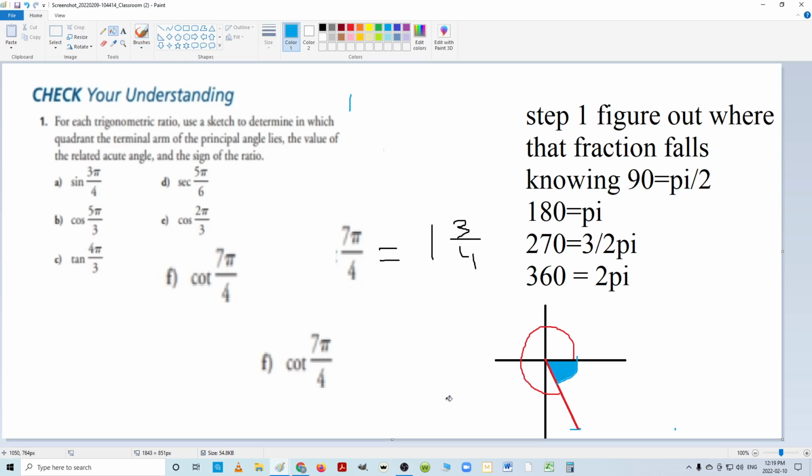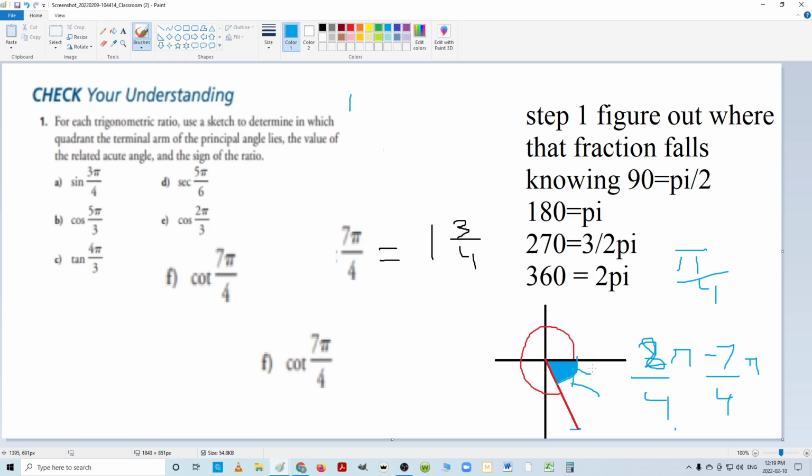That's always going to be the acute angle. How do we figure it out? Well, we know in this quadrant it's all the way from 360. So to figure out that blue angle, it's 360 minus the principal angle, or 2 pi minus the principal angle, which is 7/4 pi. In order to subtract this, I have to put this over 4. I multiply 2 by 4, top and bottom, and I get 8/4 minus 7/4. I get 1/4 pi, or pi over 4.